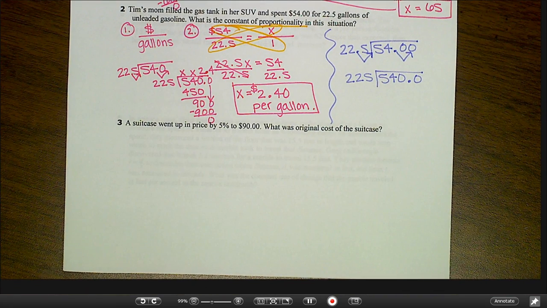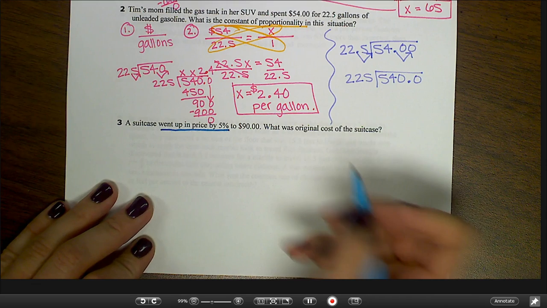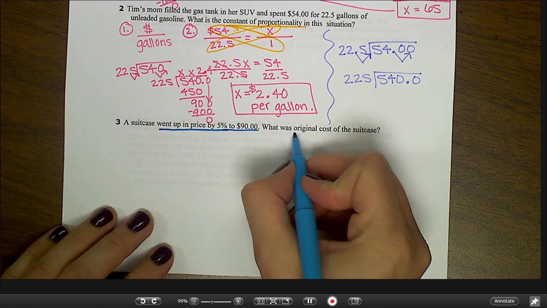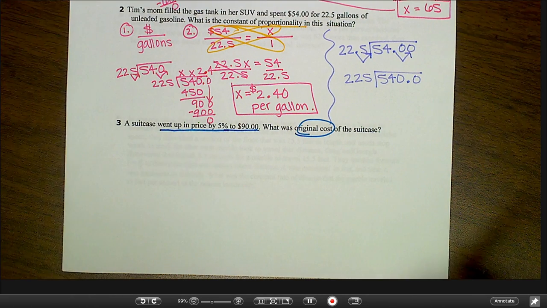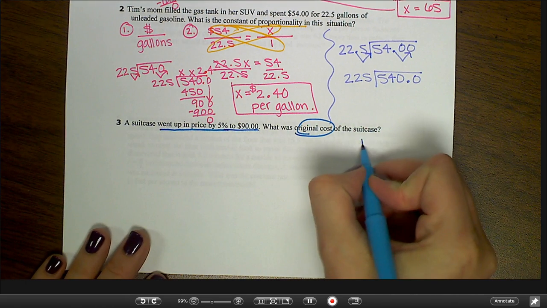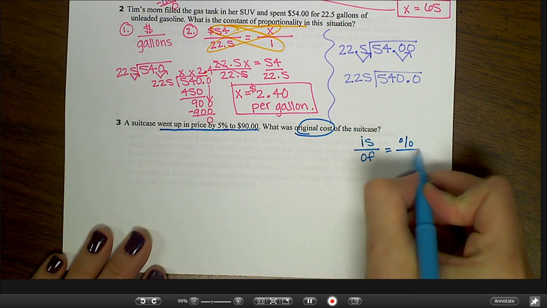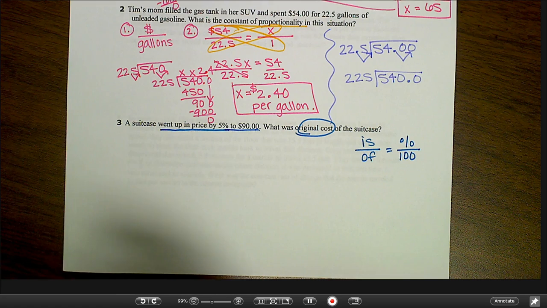Let's look at number 3. A suitcase went up in price by 5% to $90. So we want to know the original cost. Okay, well the first thing I'm thinking as I'm looking at this problem is that it has a percent in it. So it's probably going to use is over of equals percent over 100. So I can figure that out from the very beginning.